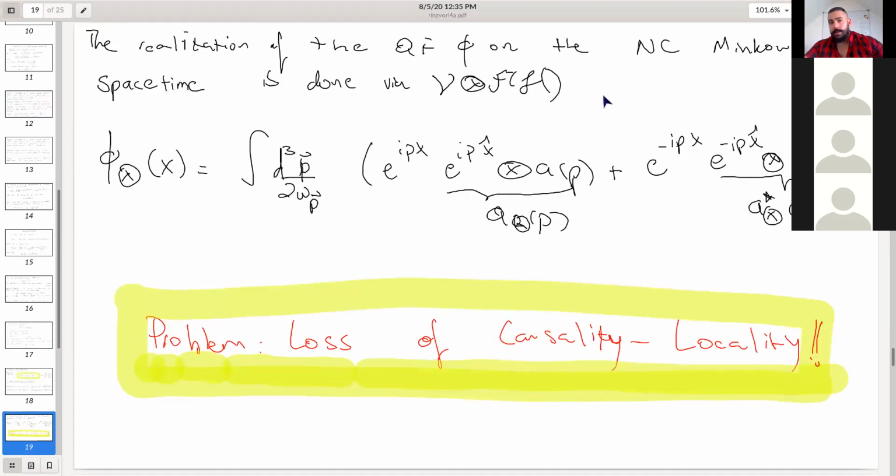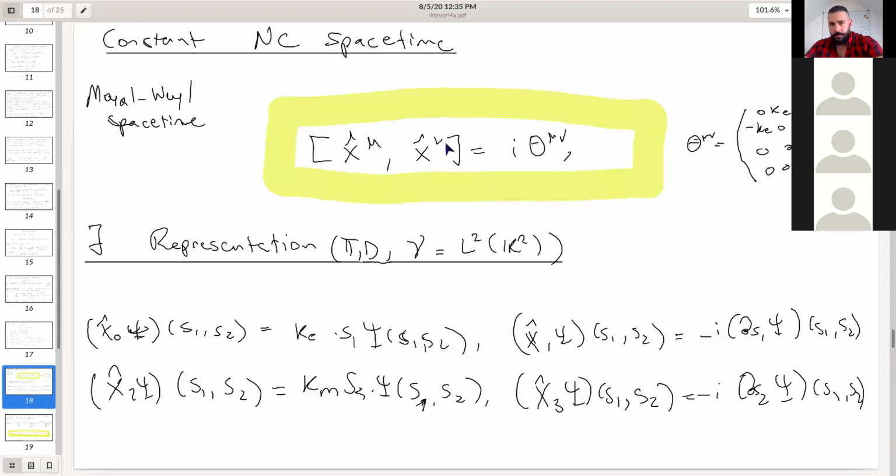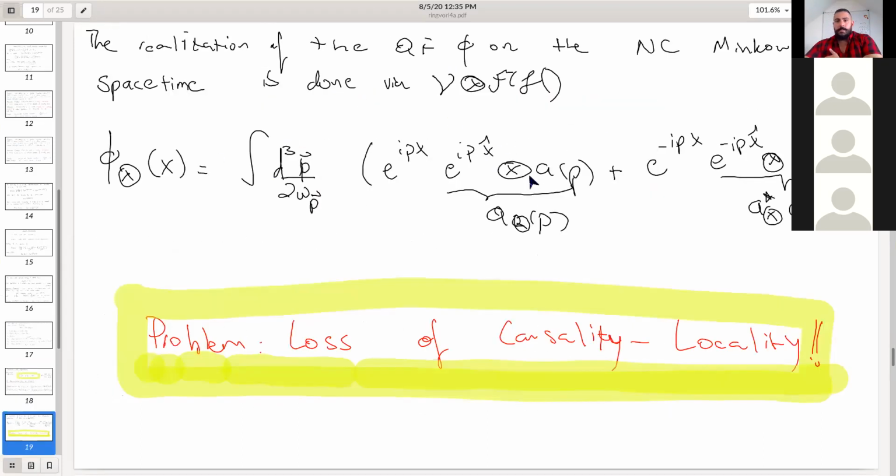Now, how do you realize the quantum field on the non-commutative Minkowski spacetime? It is done by tensor product. You take the tensor product of this coordinate space, this non-commutative Moyal-Weiss spacetime, and you tensor it to the Fock space. So basically, you take the operators A, and you tensor to them this exponential operator e to the i p x hat, where the x hats here are the coordinates, and here you have the sum.